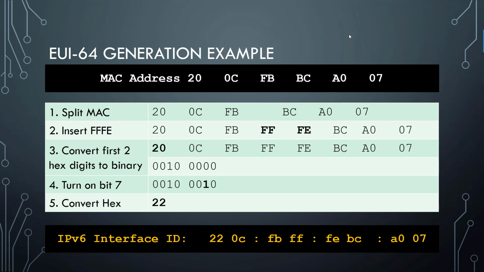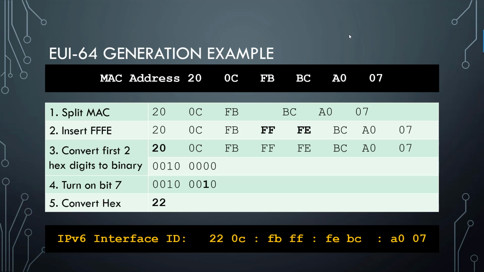All right, so this is the same MAC address of the previous example. So the first thing we did was we split the MAC address in half. So we moved the first 3 to the left and the other 3 to the right, and then we inserted the FFFE. You can see that by the bold type. We inserted in that gap the FFFE. Then we converted the first 2 hex digits to binary, which 2 is 0010, and then 0 is obviously 0000.